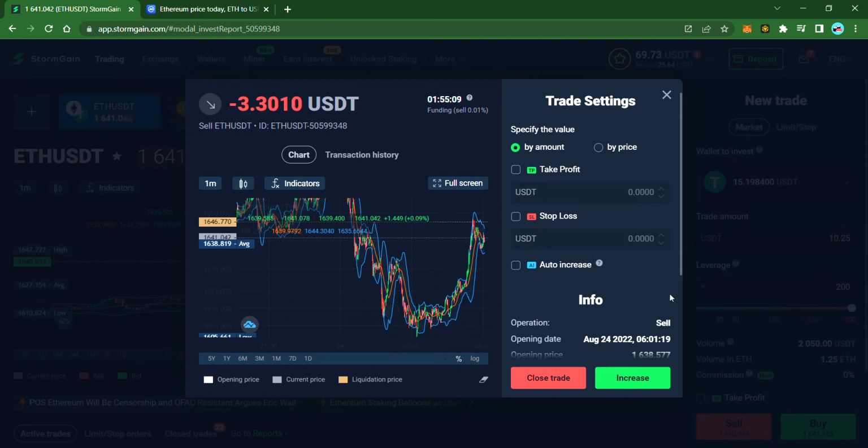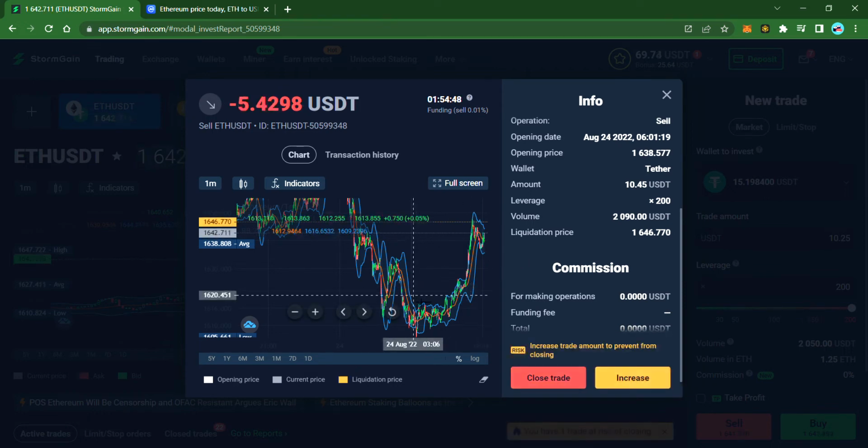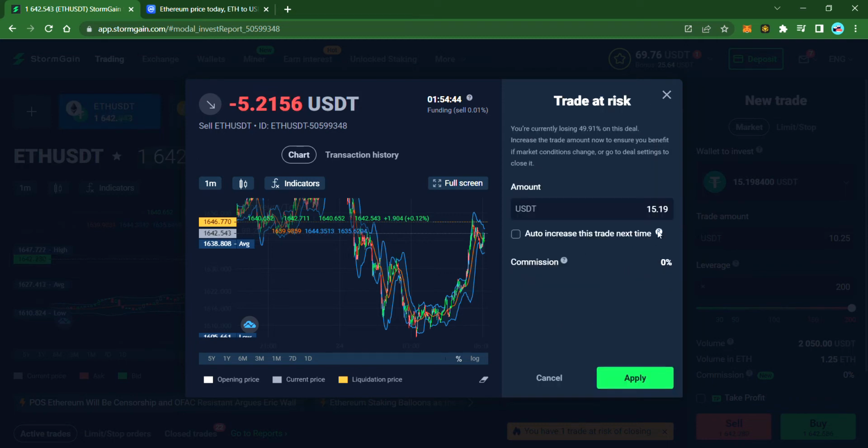Also, don't put everything in one transaction. If you've got 50 or 60 or 100, start from 10 and then increase it gradually. And what I'll do at this point is increase the position now.